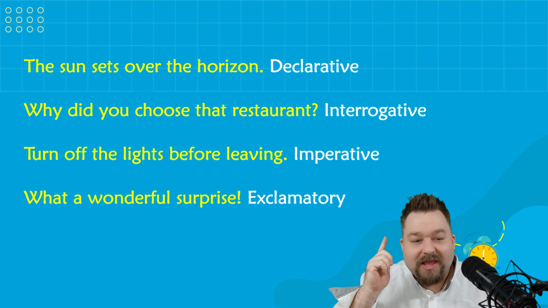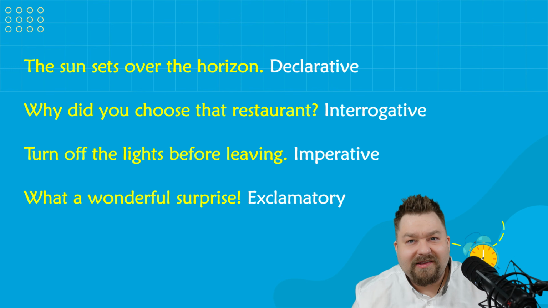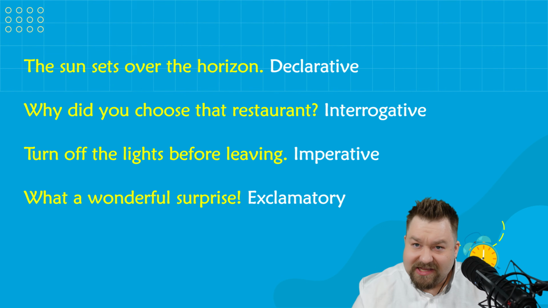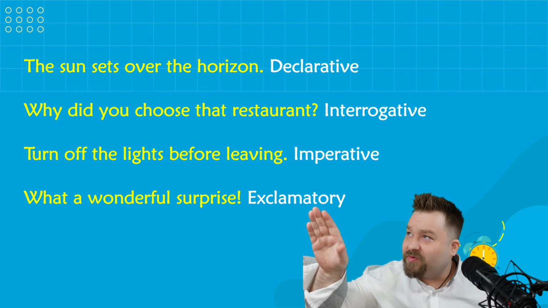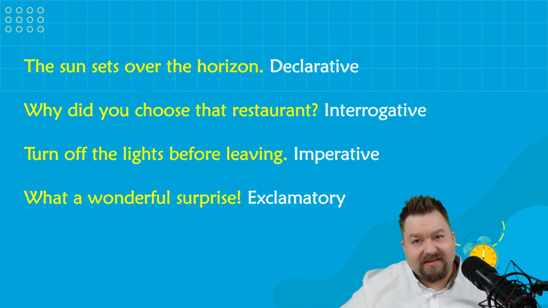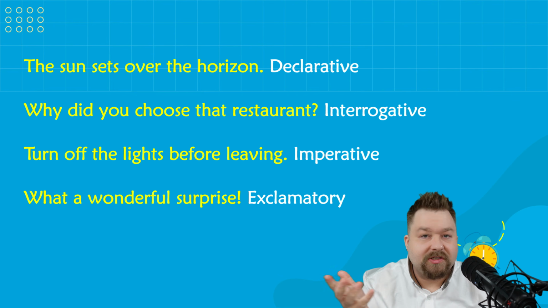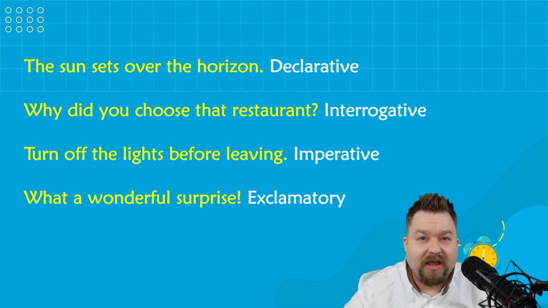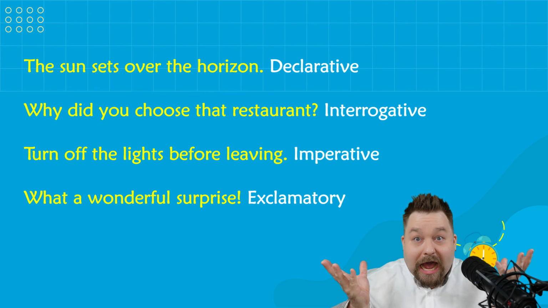Number 7. The sun sets over the horizon. We've used the sentence a lot. We know this. Capital T for the, period, because it's a declarative sentence. It's true. The sun does that. Yeah. Number 8. Why did you choose that restaurant? It's a question. It's an interrogative sentence. Put that question mark and a capital W for the why.